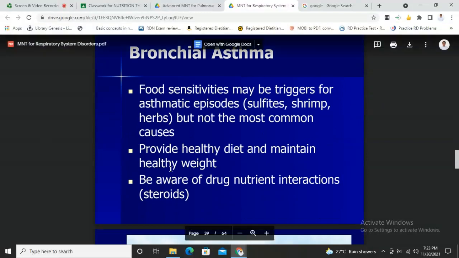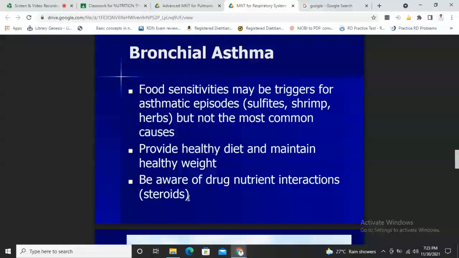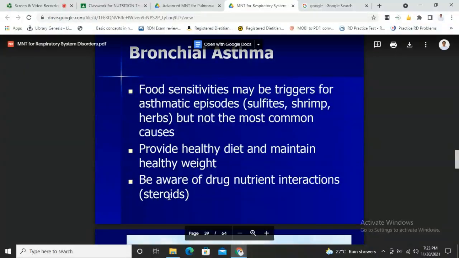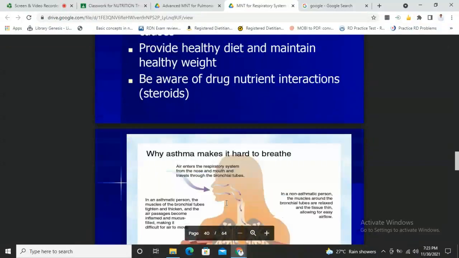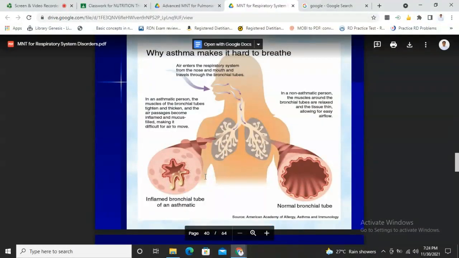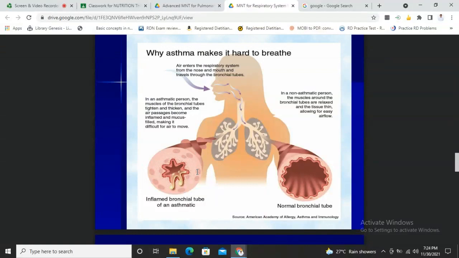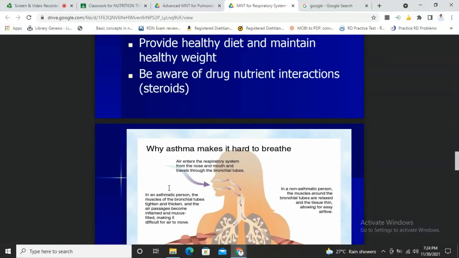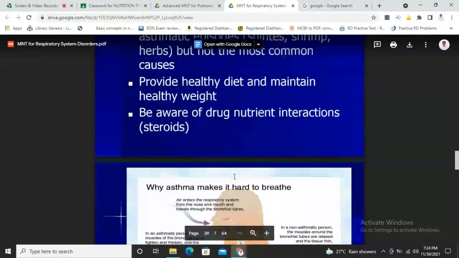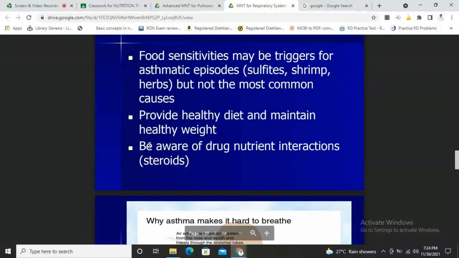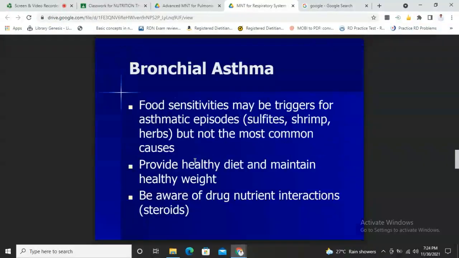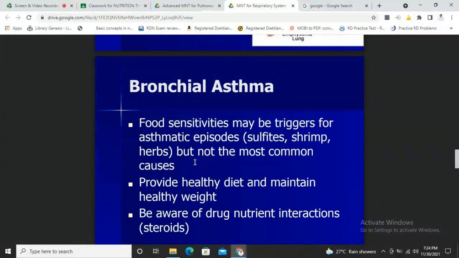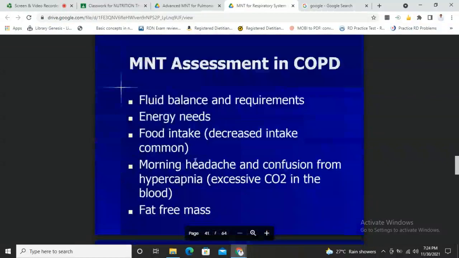Provide healthy diet and maintain healthy weight. Be aware of drug nutrient interactions. So these steroids suppress the immune response, especially since asthma involves the immune system. So that the immune system does not hyperactivate, immunosuppressive drugs like steroids are needed. Okay, usually the effect of this is muscle wasting, no? So you would have to increase the calories and proteins.